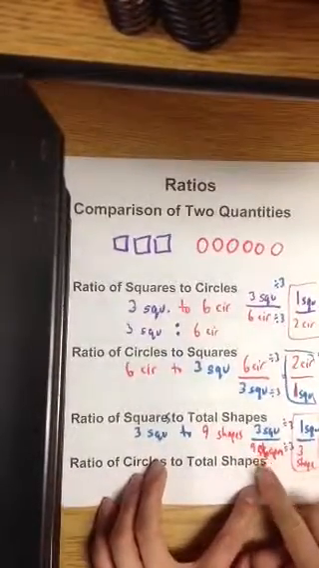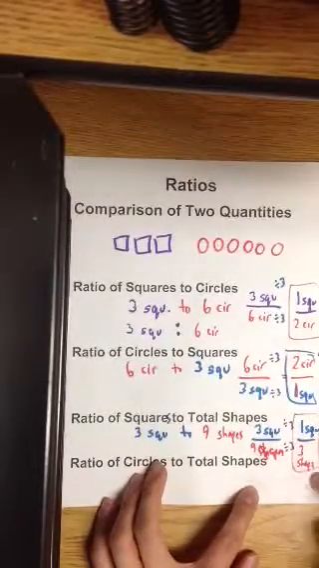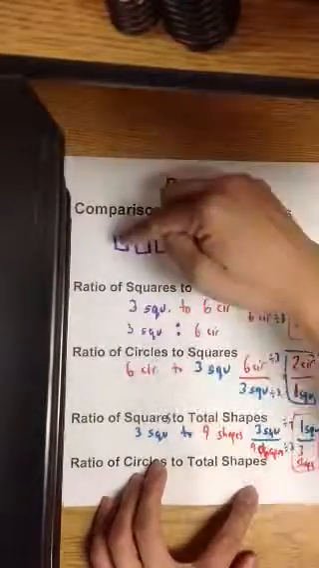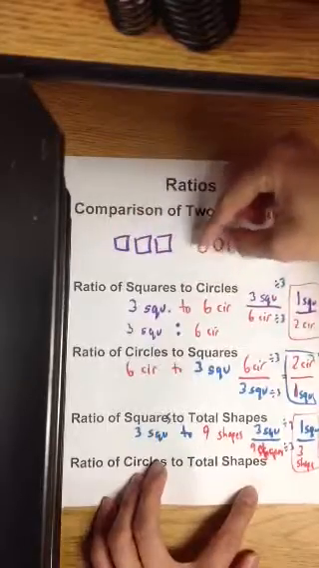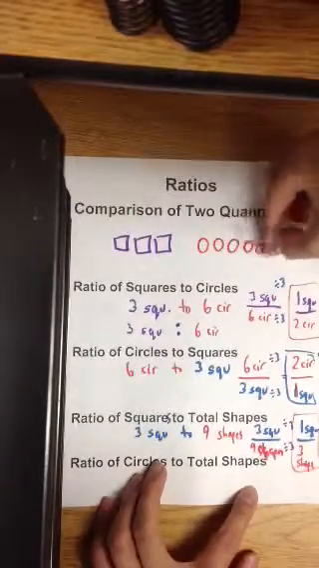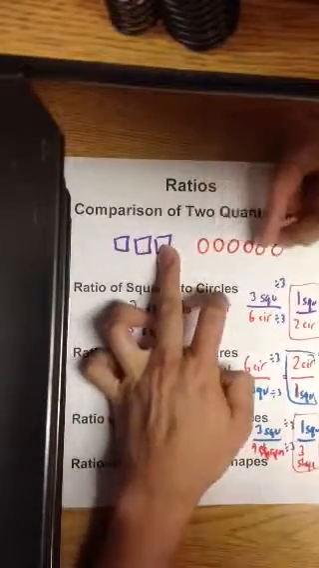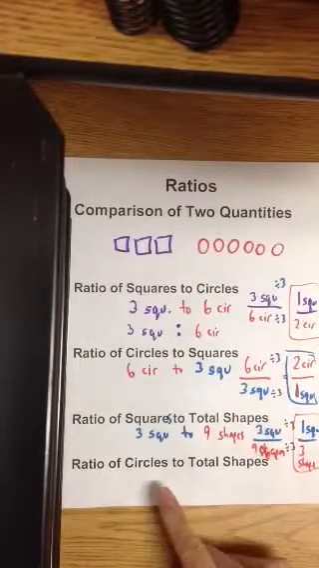So 3 squares to 9 shapes is equivalent to 1 square to 3 shapes. Let's see, is that really true? Is there 1 square to every 3 shapes? 1 square, 3 shapes. 1 square to every 3 shapes. It is true. So it is true. Order matters. Let's make it a little harder.